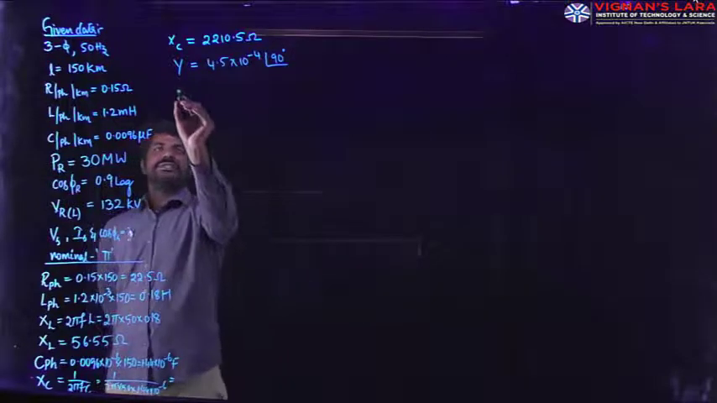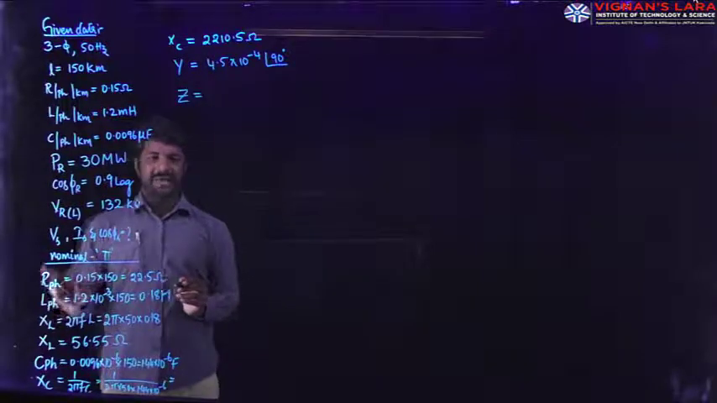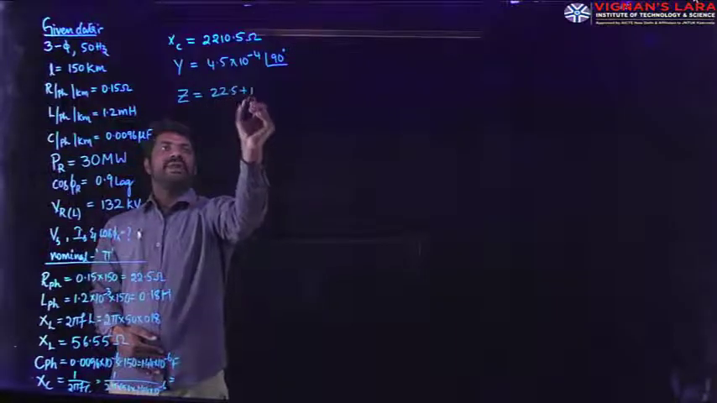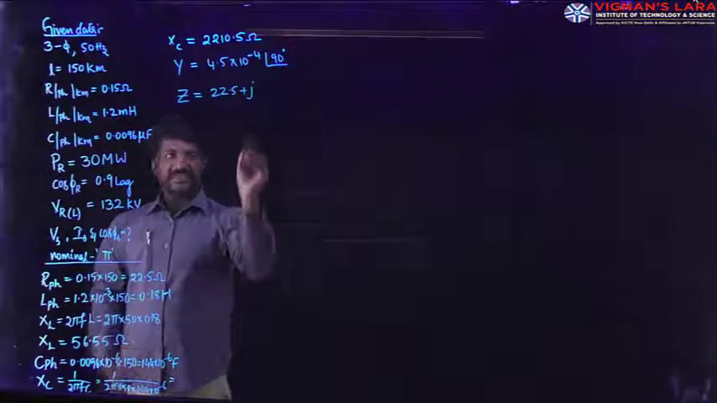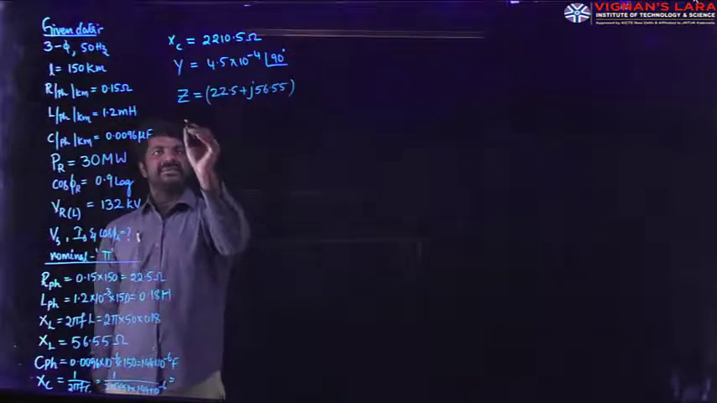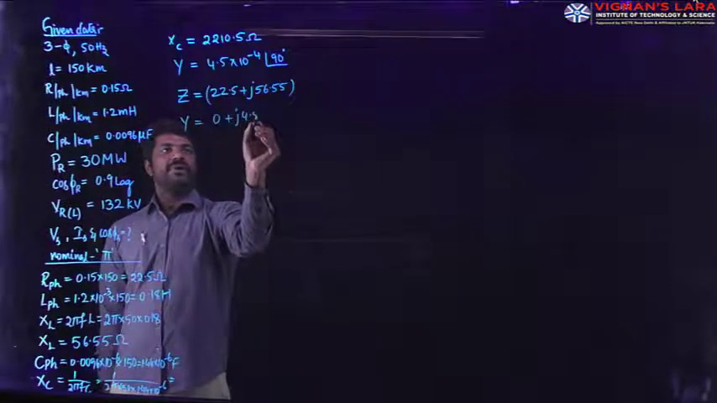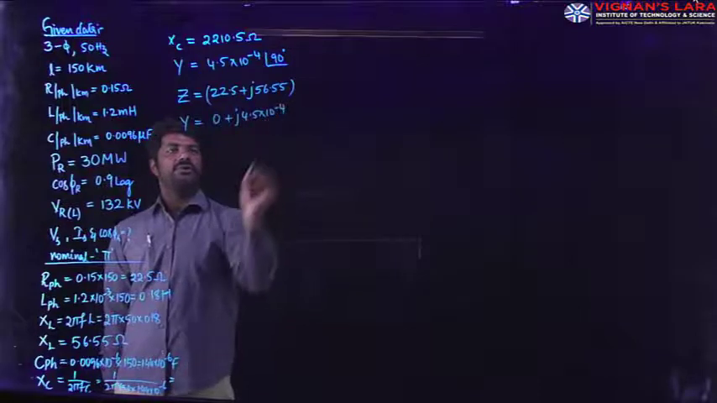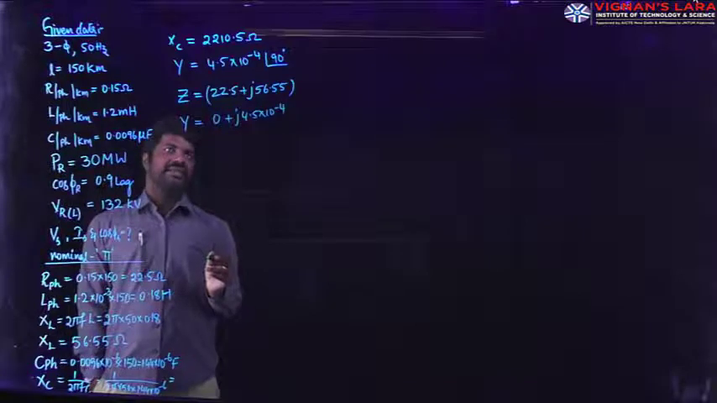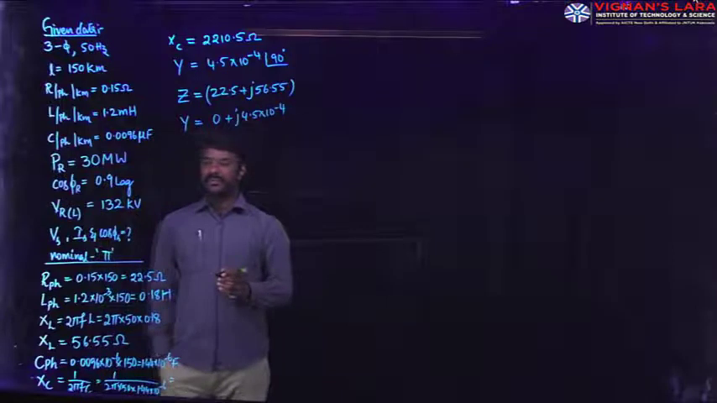Altogether, total Z is the entire impedance value, equal to R plus J XL. R value 22.5 plus J XL 56.55. This is the entire impedance. And coming to the admittance, 0 plus J 4.5 into 10 power minus 4. This is the Y value. Once you obtain this Z and Y, then we can go for the analytical process of this nominal pi network.